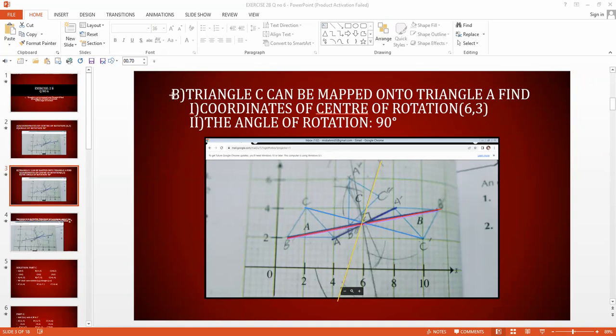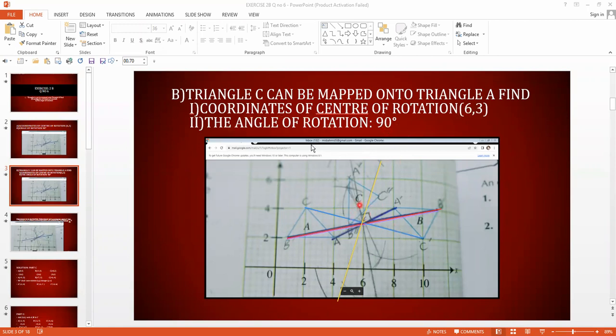Again, in part B, the same question is written. If triangle C can be mapped onto triangle A, you have to find the coordinates of the center of rotation. Again, these are the same, 6 and 3. And the second one, the angle of rotation, which is again 90 degrees.